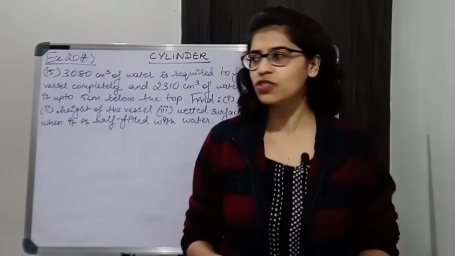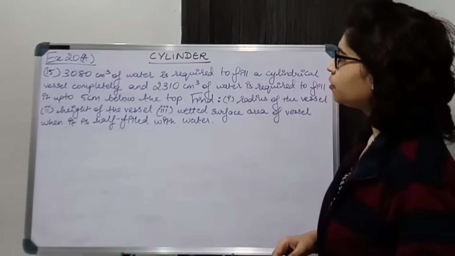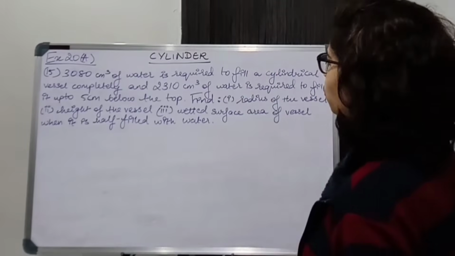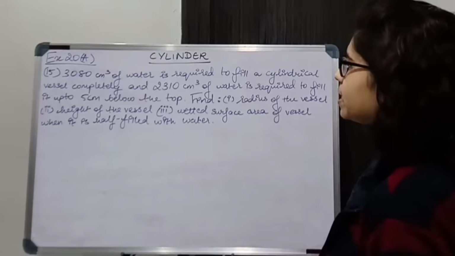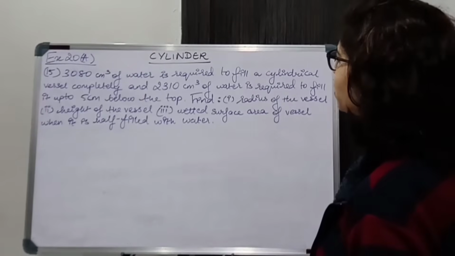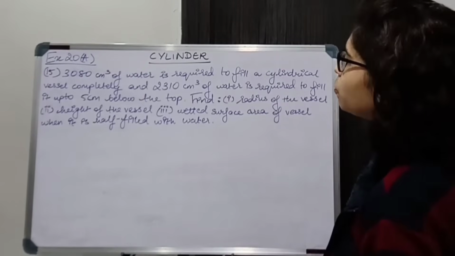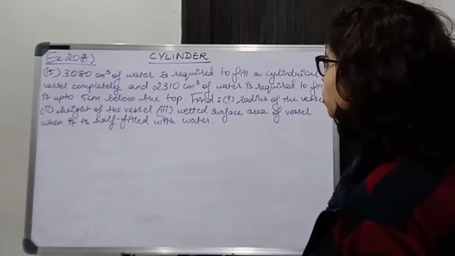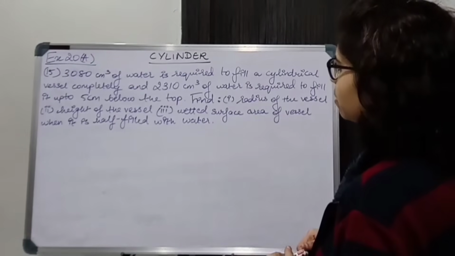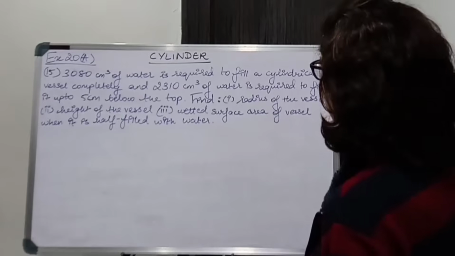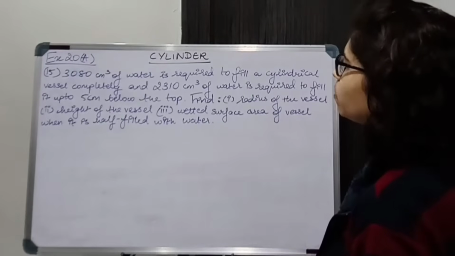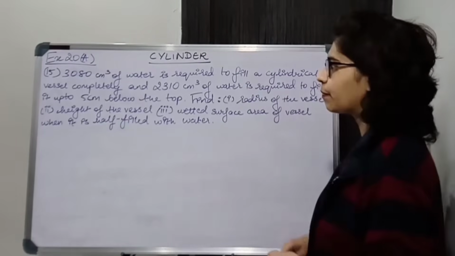Moving on to next question. Question number 15. 3080 centimeter cube of water is required to fill a cylindrical vessel completely, and 2310 centimeter cube of water is required to fill it up to 5 centimeter below the top. Find first part the radius of the vessel, second part height of the vessel, and third part wetted surface area of vessel when it is half filled with water.